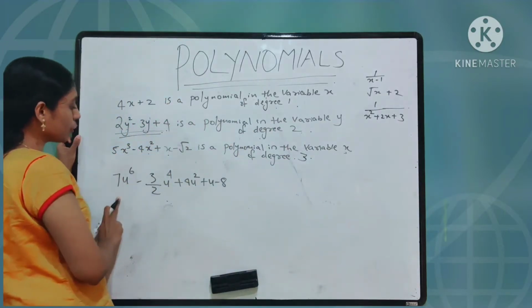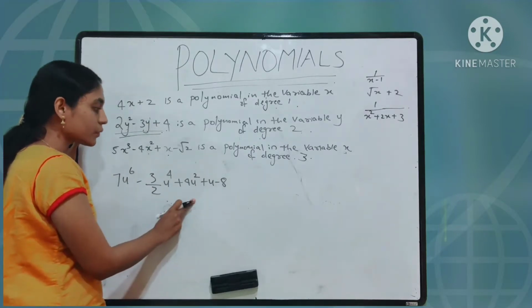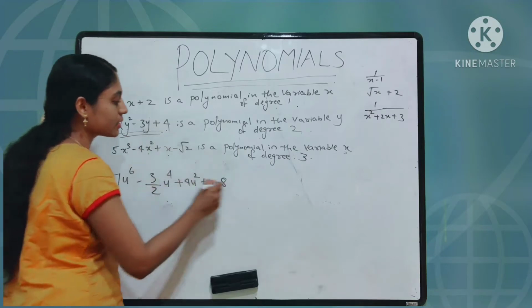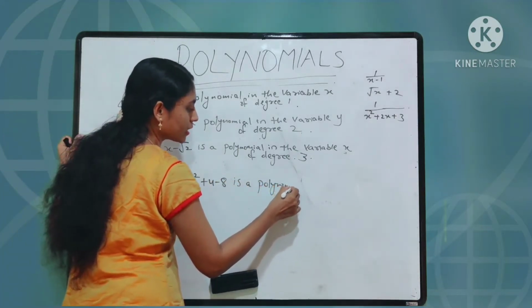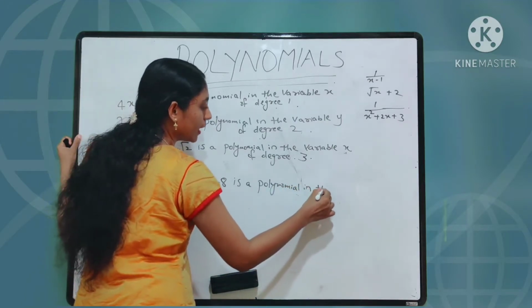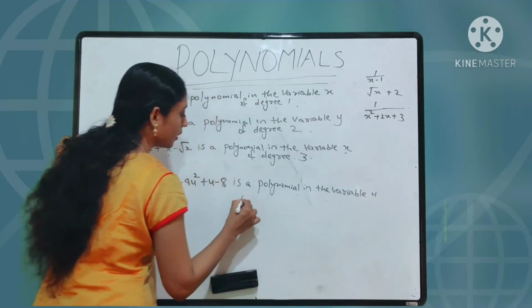Now what about this polynomial? 7u raised to 6 minus 3 by 2 u raised to 4 plus 4u square plus u minus 8. This is also an example of a polynomial. Here the variable is u, right? So it is a polynomial in the variable u of which degree?